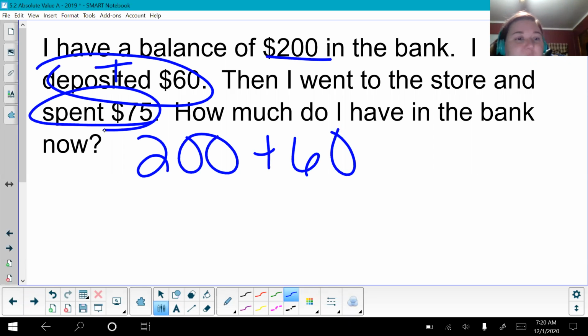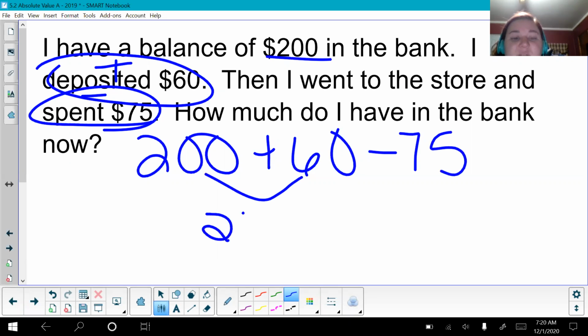So if I spend money, I take that money out. And so then I would subtract 75. So how much do I have in the bank account now? So we go left to right, right? Adding and subtracting left to right. So 200, I put 60 in the bank, so that's 260. But then I spent 75. So that means I take that out.